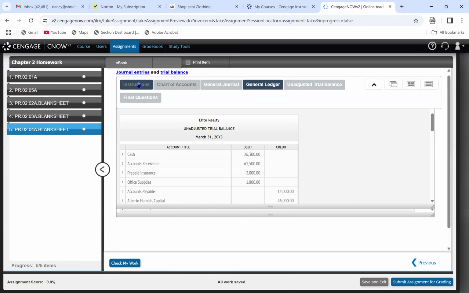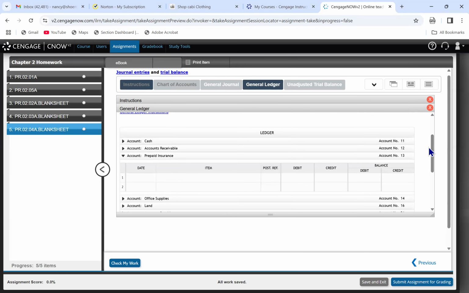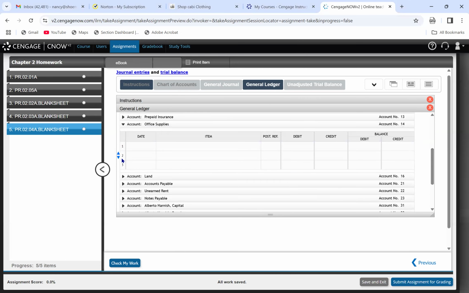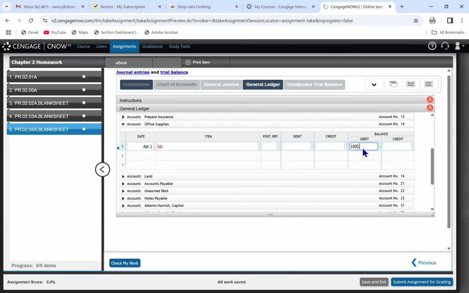Next one, prepaid insurance, 3,000. So I'm going to go down here where there's prepaid insurance. Again, I'm going to show April 1st, and I think I said 3,000. And then office supplies, 1,800. Go back to office supplies, April 1st, balance. Boy, my head is not right today. I can't even, 1,800. Okay, so we'll have 1,800 in here.